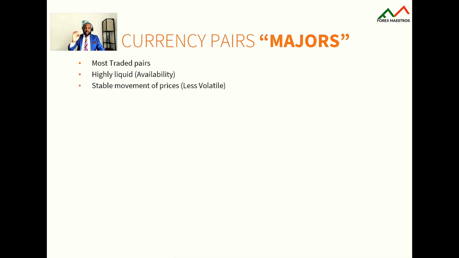Another reason why they call them major pairs is because they are stable. Stable means that if at all the exchange rate will move, it moves very slowly. You hardly find a day where the major pairs move by 2% of their yesterday's price.